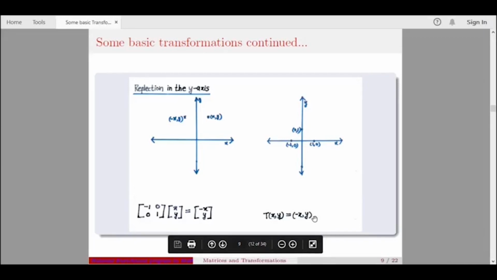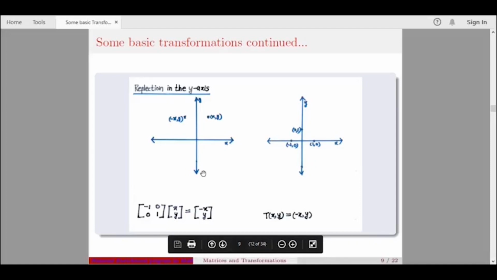Now we will see the corresponding matrix. For that we will see the images of the points (1, 0) and (0, 1). Now (1, 0) lies on the x-axis, so when it is reflected in the y-axis, we will get the point (-1, 0). So I have written the first column as (-1, 0). Now (0, 1) lies on the y-axis itself, so if you reflect it in the y-axis, you will get the same point. That is, it is an invariant point.